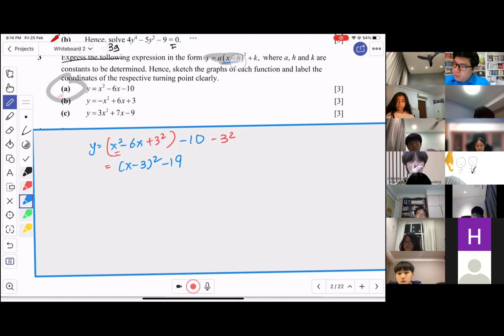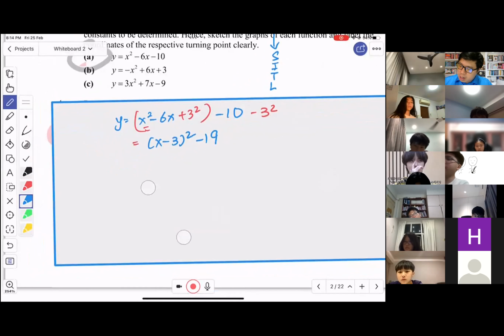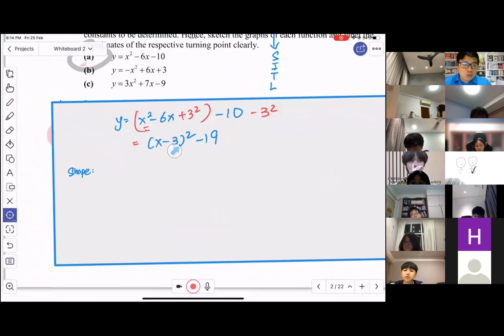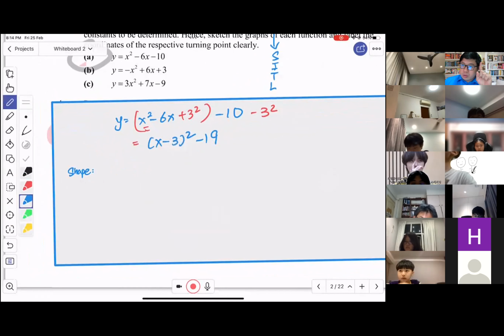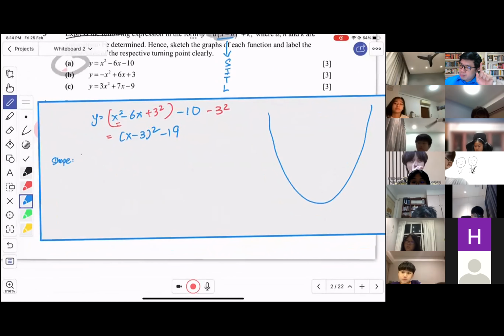Now, for the completing the square form, the order is you follow SITL. S stands for shape. So we look at shape. If you look at shape number 1, the coefficient of x squared is positive 1, so that is a happy face. I go to the right: number 2, happy face.